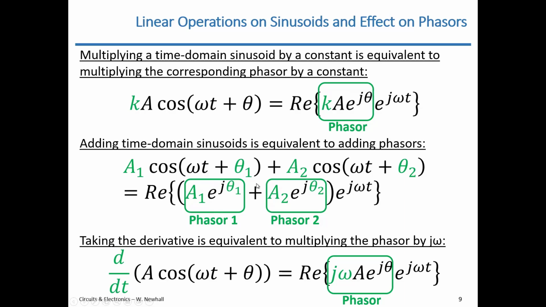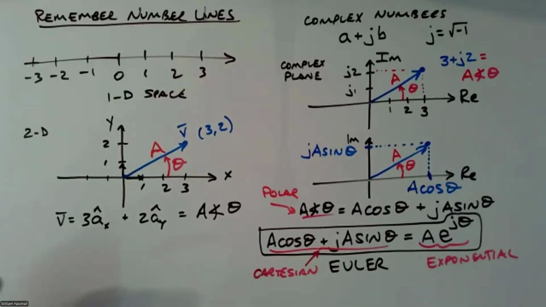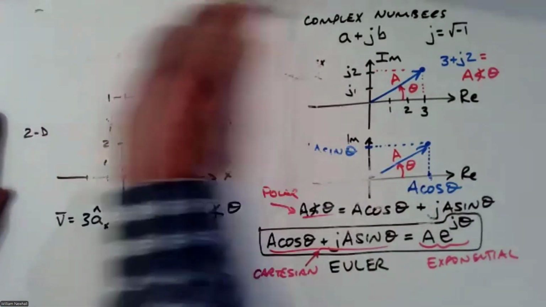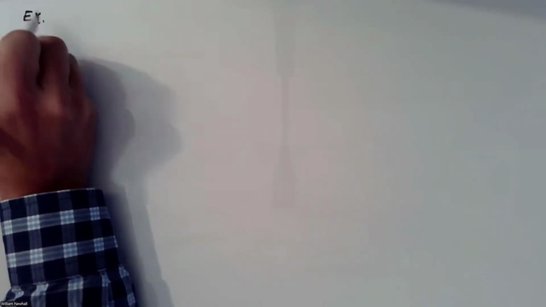Okay. So what I want to do now is show you an example. I'm going to do a fairly straightforward example, a graphical example, where we're going to add two sinusoids, and we're going to use phasors to do that. So let's get rid of this third grade math to Euler, and let's use phasors in an example to add two sinusoids.